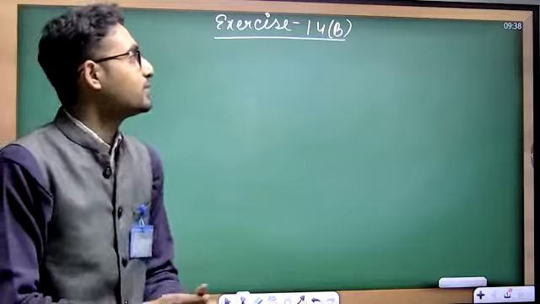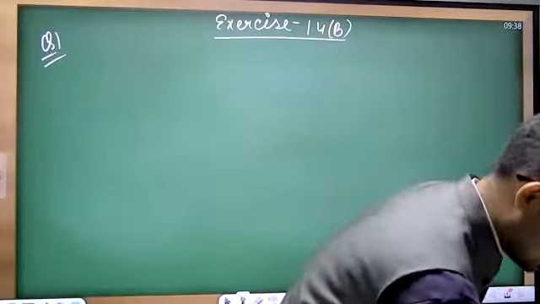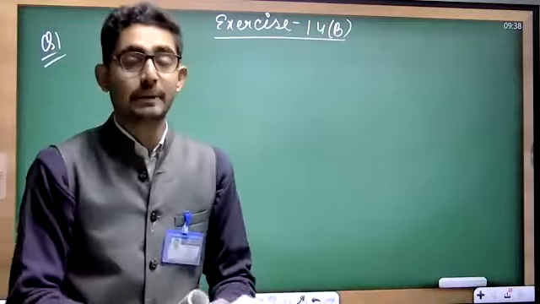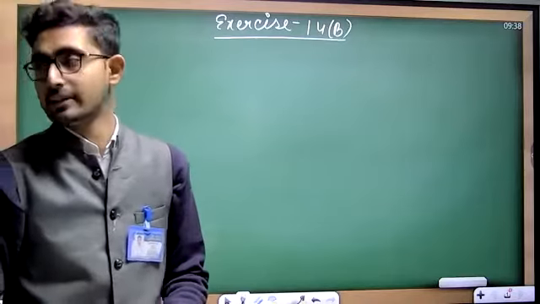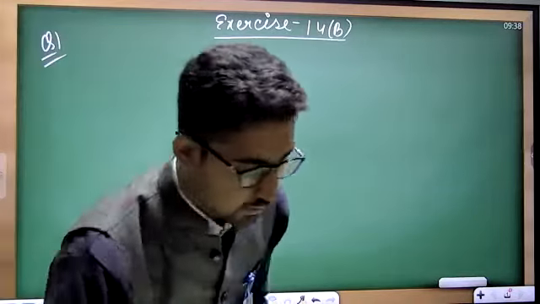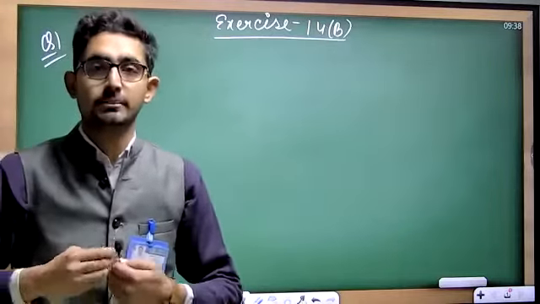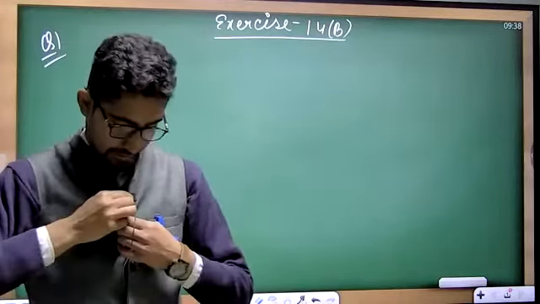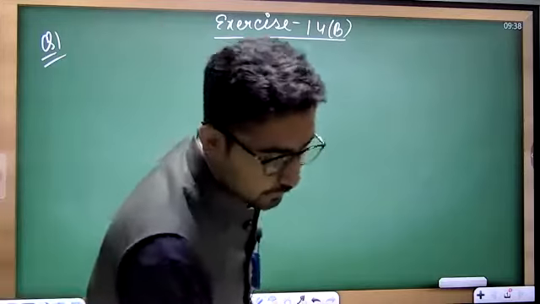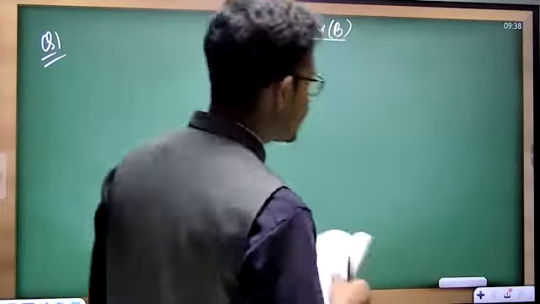So today we are going to start exercise 14B. As our chapter is going on, perimeter and area exercise we have already done. So first question, exercise 14B. Actually, most of the questions of exercise 14B are based on diagrams only. So first of all, we'll make the diagram of the first question. Let's see here.